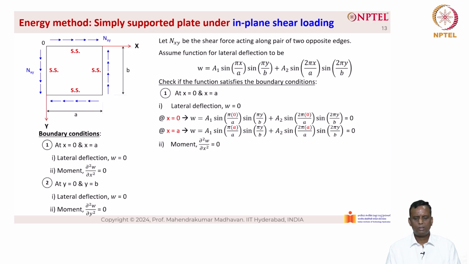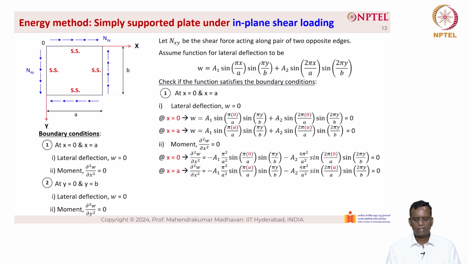Now, we have moment ∂²w/∂x² equal to 0. So, at x equal to 0, ∂²w/∂x² is given as minus a1 into π²/a² into sin(π·0/a) into sin(πy/b) minus a2 into 4π²/a² into sin(2π·0/a) into sin(2πy/b), which is also equal to 0.